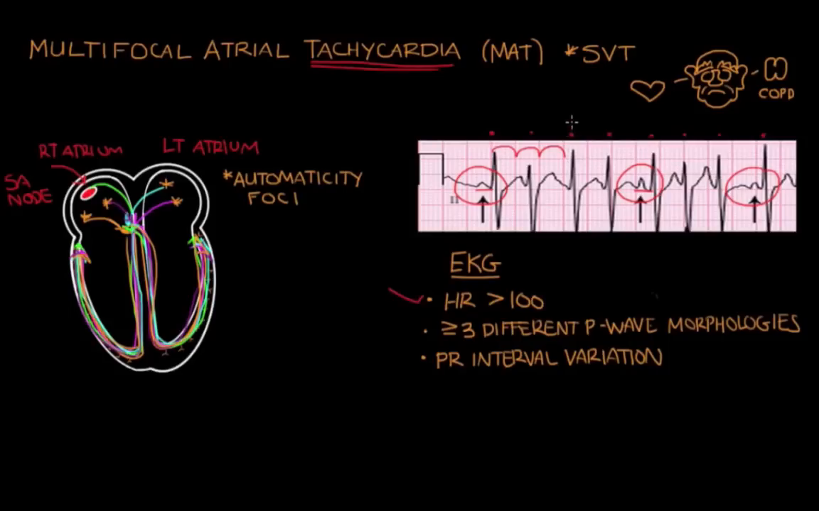Finally, MAT has narrow QRS complexes. That means that the QRS complex is less than or equal to 0.12 seconds, or 3 small boxes. Narrow QRS complexes signify that the abnormality is coming from the atria.